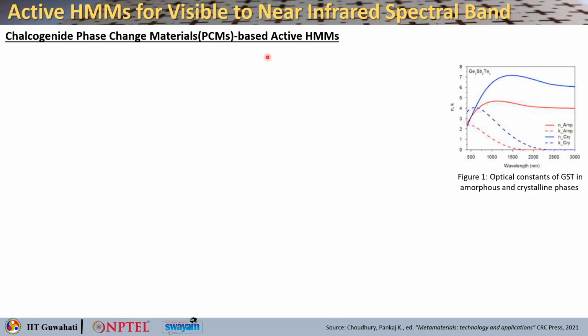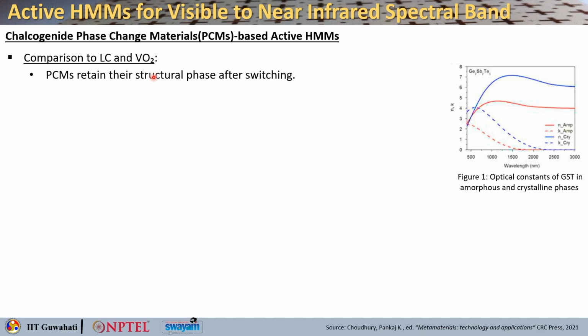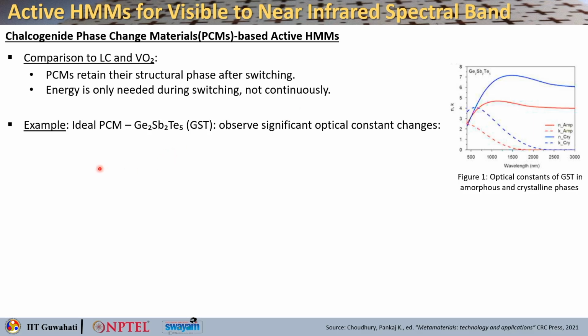Next we will look into chalcogenide phase change materials based active HMMs. If you compare them with the previous two cases, that is liquid crystal and VO2 based, this kind of phase change materials basically retain their structural phase after switching. So in that case, you need energy only during the switching phase, not for retaining that phase. So you do not need energy continuously. That means this kind of mechanism is much more energy efficient, right.